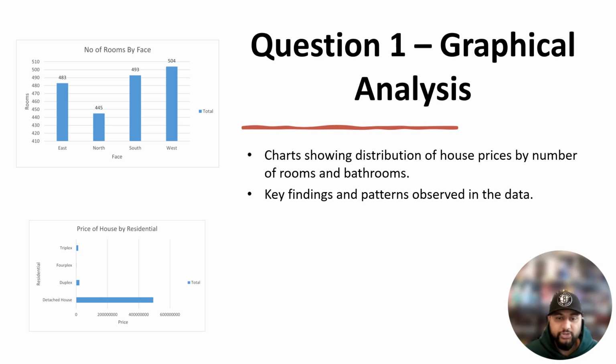So in this slide, we have question one, graphical analysis. In this graphical analysis, we plotted house prices against the number of rooms and bathrooms. From these visuals, we observe a general upward trend in price as the number of rooms increases, though there are some notable outliers. Similarly, price varies with the number of bathrooms, though the trend isn't as pronounced. These visualizations provide an initial understanding of how these two factors influence prices and prepare us for deeper statistical analysis.